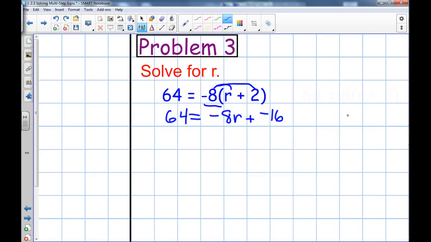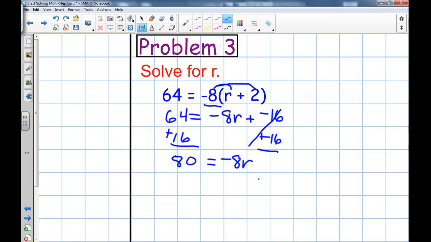We're going to work through the order of operations backwards, and we're going to look for any addition and subtraction. So in this case it's plus a negative 16, so I'm going to add 16, and what I do on one side, I do on the other side. I'm going to add 16 to both sides. Okay, negative 16 and positive 16 cancel. I'm left with negative 8r. 64 plus 16 is 80.